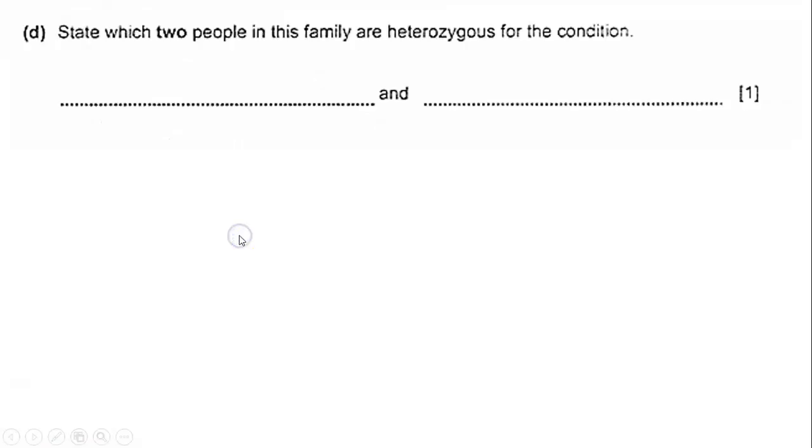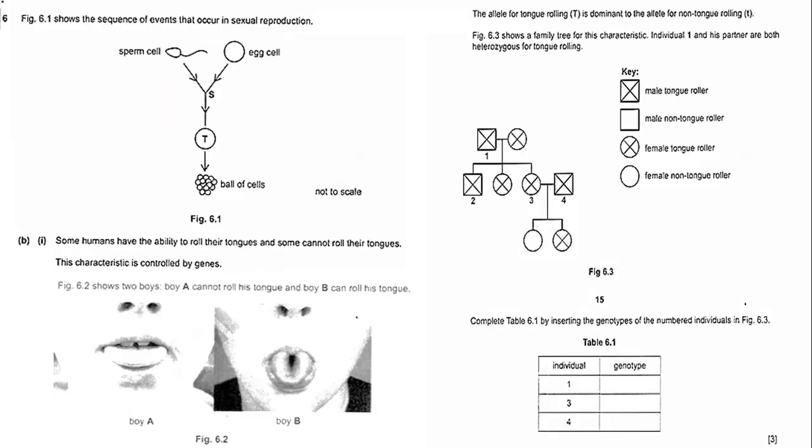Okay, let's see the final part of this question. He's asking you to state which 2 people in this family are heterozygous for the condition. Of course, these are the father and the mother.